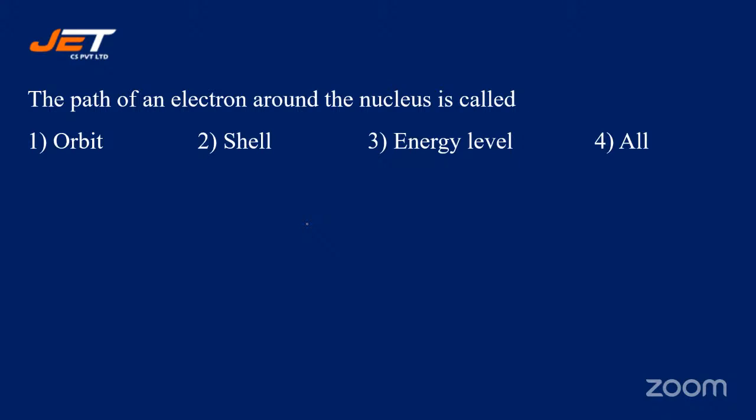Okay. The correct answer is option number four, all. Orbit is also same, shell is also same, and energy level is also same. Okay, Harish and Satvik, you both are correct. All will be more appropriate answer, students. The path of an electron around the nucleus is called orbit also, shell also, energy level also. So the correct answer is all.